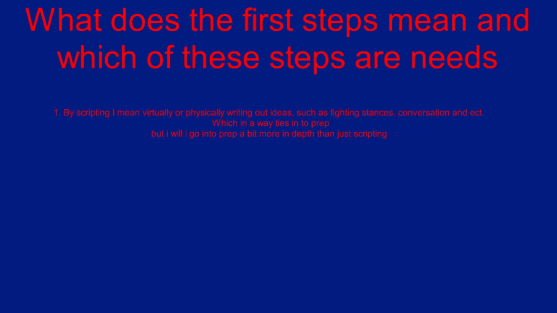So what does the first step mean, and which of these steps are needs? By scripting, I mean virtually or physically writing out ideas such as fighting stances, conversations, and etc., which in a way ties into prep, but I will go into prep a bit more in depth. It's more than scripting, you know what I mean? There's so much to prep, and I'll explain it later, but for now, that's not what we're talking about.